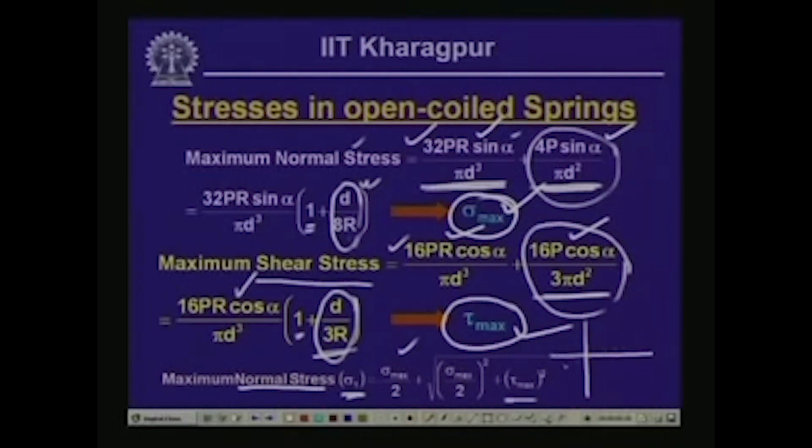or we can evaluate from the Mohr circle. In the Mohr circle we plot the sigma and tau, because sigma y here is 0, and then if we join them together, we get this as sigma by 2 and the radius as root of sigma by 2 square plus tau square, and this will give us the value of sigma 1, and this particular part is the maximum shear stress. So, this total is the maximum normal stress, and this under root part is the maximum shear stress that will be generated in the spring wire.